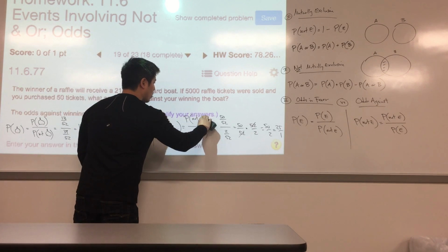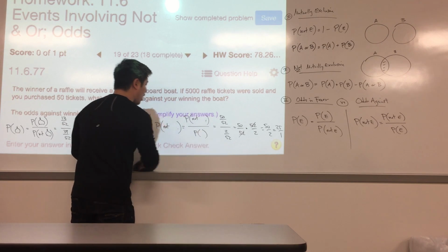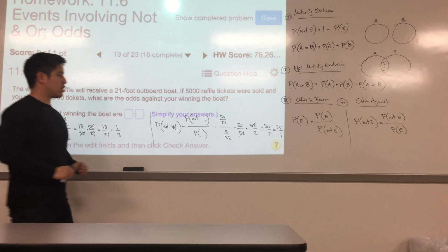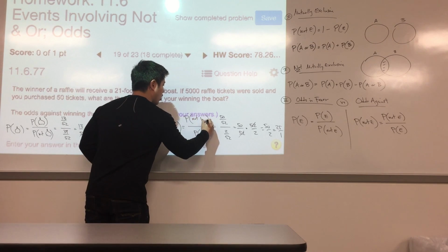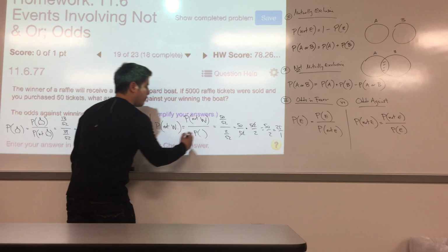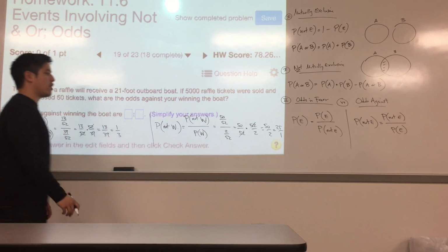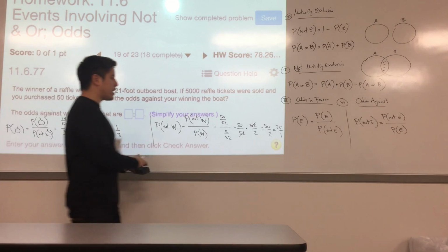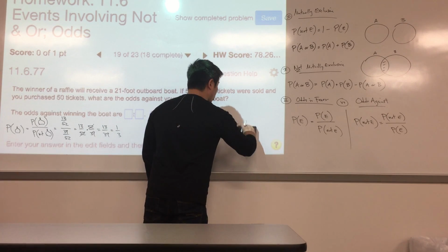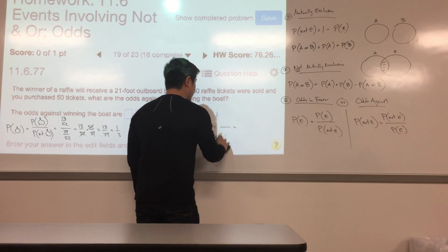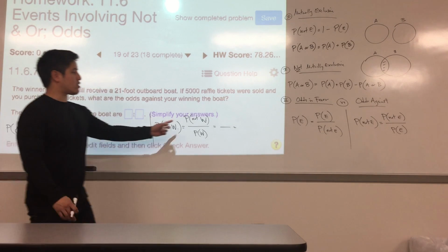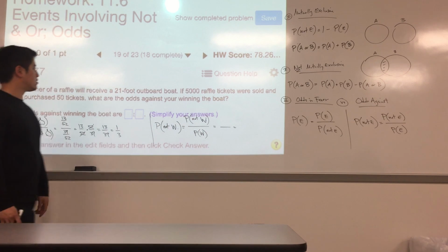So here we go. The odds of not winning, right, everybody? Means that you need to figure out your probability of not winning and divide that by your probability of actually winning the boat. Does that make sense, guys? Winning the boat means what? That they choose your raffle ticket. Everybody agree? So if the odds of winning the boat are based on your raffle ticket, how many ways are there to not win?